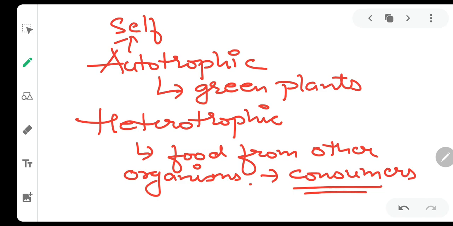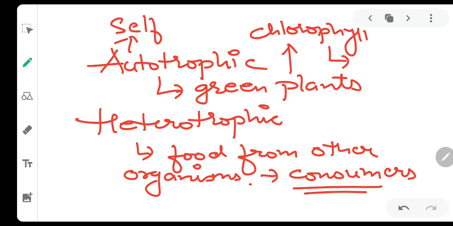Now when we talk about autotrophs, green plants can prepare their own food with the help of chlorophyll. And all green plants are autotrophs. Now, this chlorophyll helps in trapping sunlight and helps in making up the food, and the whole process is known as photosynthesis. Photosynthesis is a very important process.